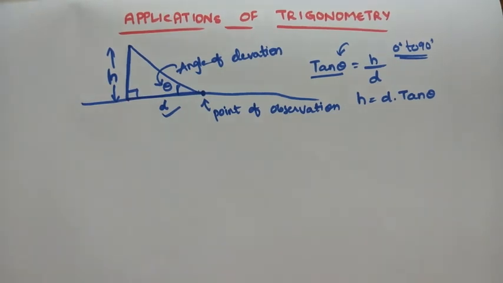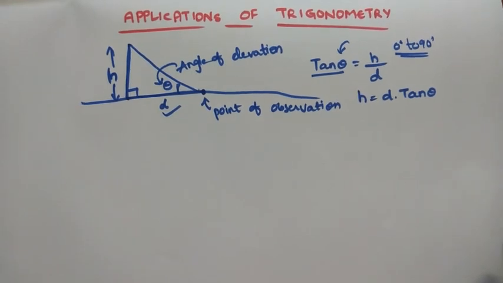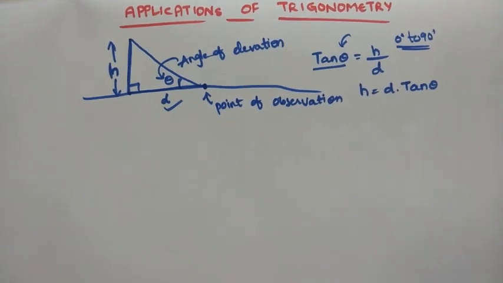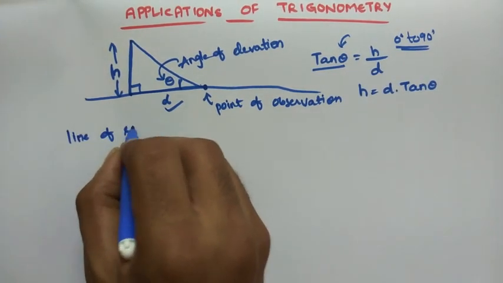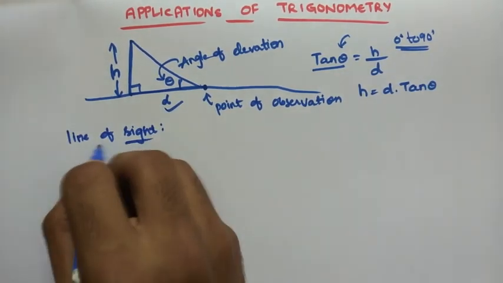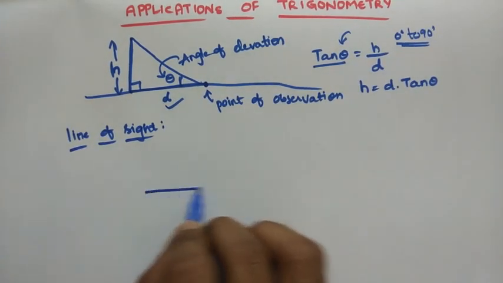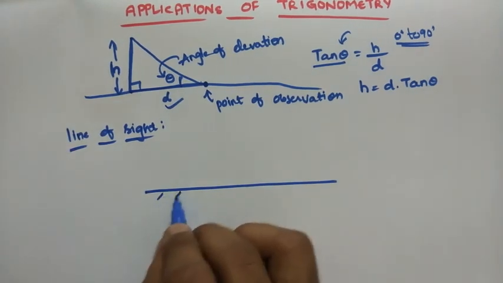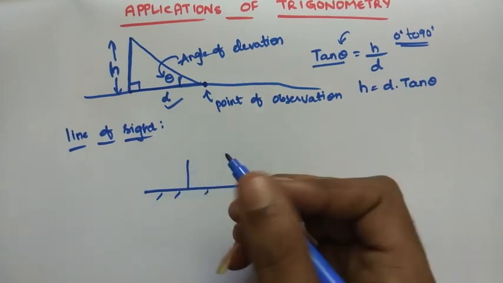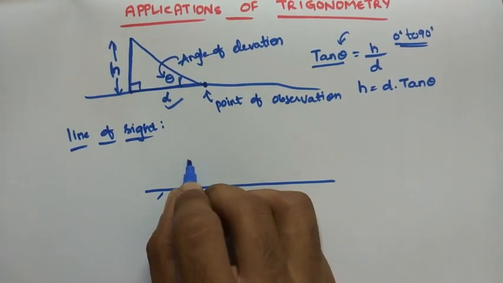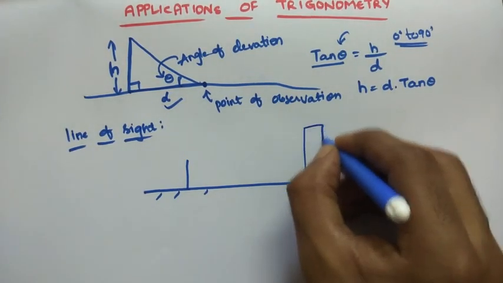Before entering into the concept, let us learn some keywords used in applications of trigonometry. One is line of sight. I'll tell you what it is. Consider a ground, and a person is standing here, and if you look straight forward, consider an object here.